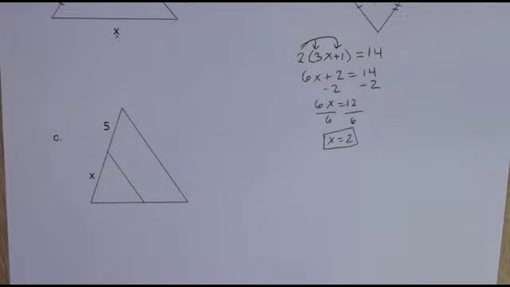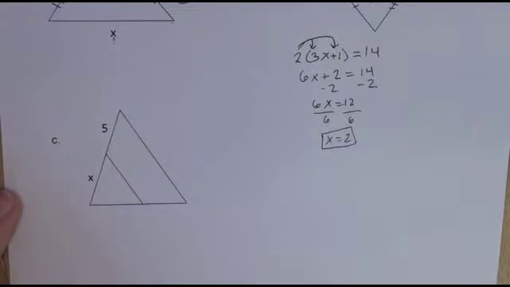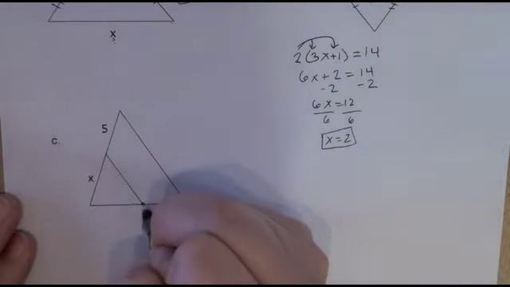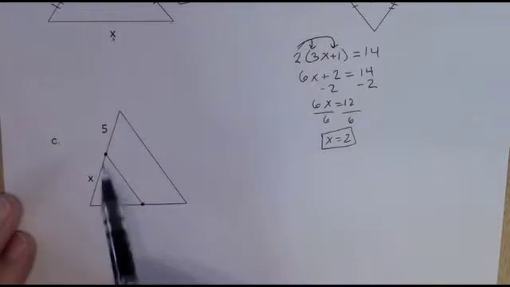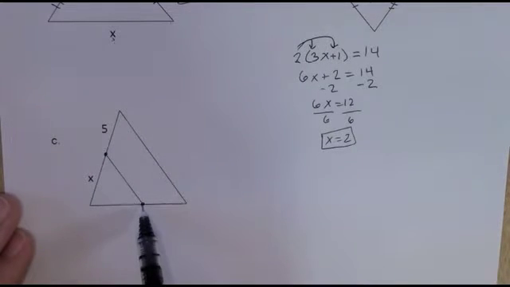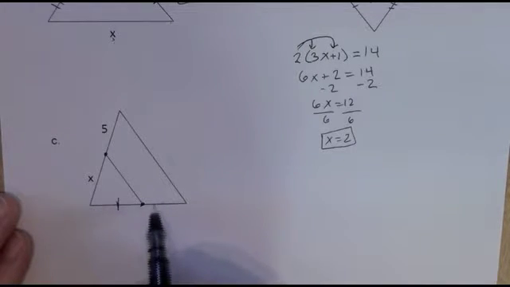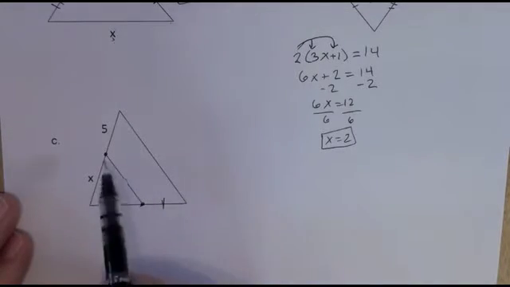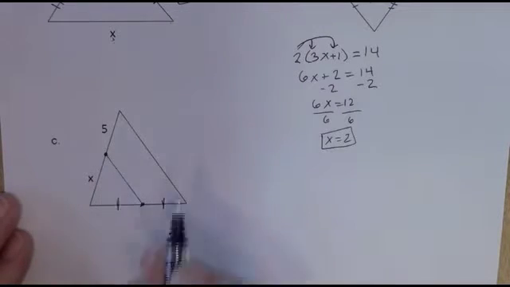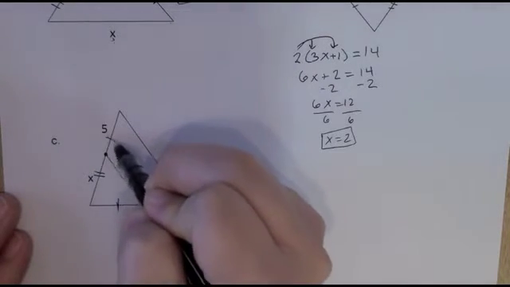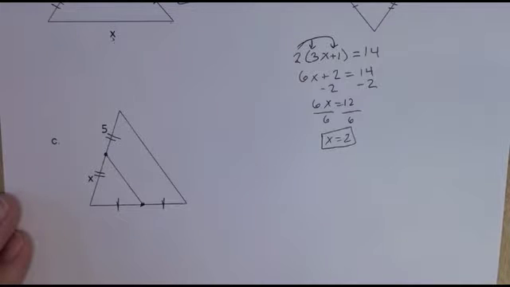C. This is one of my favorites because of the trick behind it. It is actually just a trick. Now this line right here, through the middle of the triangle, is the midsegment, which means this point here is a midpoint. So these two pieces are congruent. And the point up here is also a midpoint, which means these two pieces are congruent.